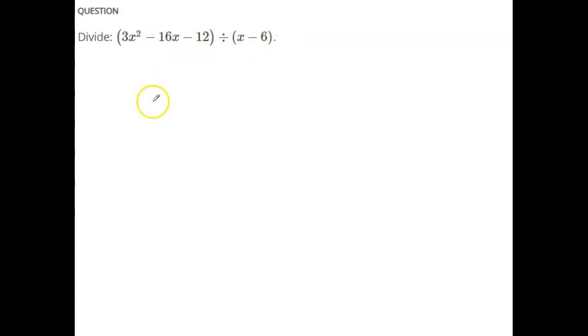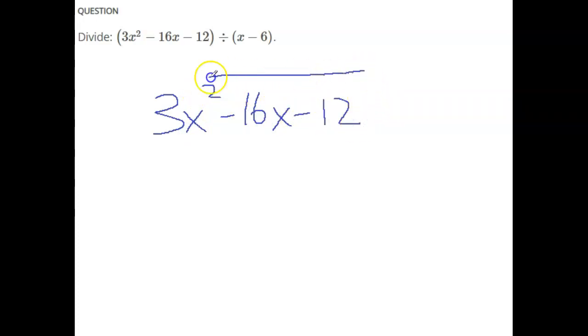We want to set it up, if you remember long division with just numbers, we would set it up like this. You'd write your division bar and you would write what you're dividing by off there to the left. So we're going to do the same process that you might remember from when you were first learning about division, long division with numbers.